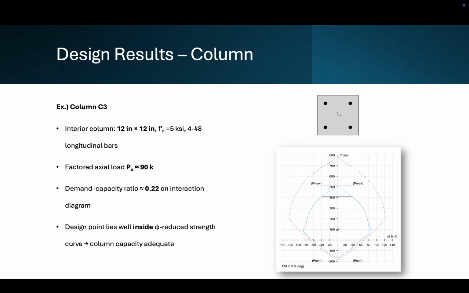Next up, column C3, the interior column group. Each C3 column is 12 by 12 with 5 KSI concrete and 4 number 8 bars as longitudinal reinforcement. From the load combinations, the governing factored axial load would be about 90 kips with a relatively small bending. When I plot that point on the SP Column interaction diagram, it lands well inside the capacity curve with a DCR of about 0.22.